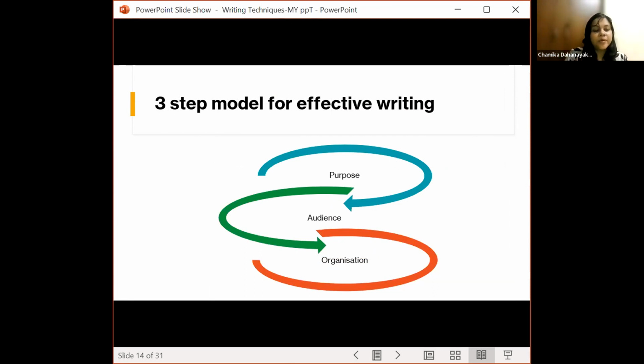Whatever you are doing in writing, think about the purpose, think about the audience, think about the organization. So the expert audience, we write using a lot of jargon, briefly. But as shown in our example, if you are writing for a general audience, you need to give definitions, examples, explanations. That is how we organize our language. So the three step model of effective writing is purpose, audience and organization.